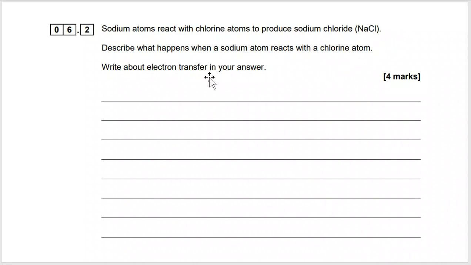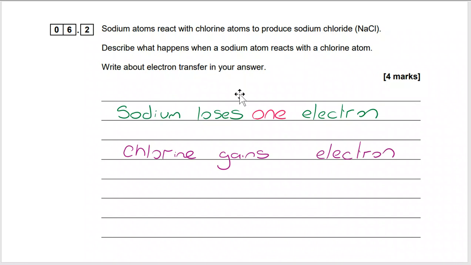Describe what happens when a sodium atom reacts with a chlorine atom. Write about electron transfer in your answer. So you don't need to write much on a question like this to get full marks. You get a mark for indicating that sodium loses electrons, that sodium in group 1 needs to lose electrons to get a full outer shell. But you can take that a step further. For the second mark, you say sodium loses 1 electron. It's in group 1, 1 electron in its outer shell. It loses 1 to get a full outer shell.